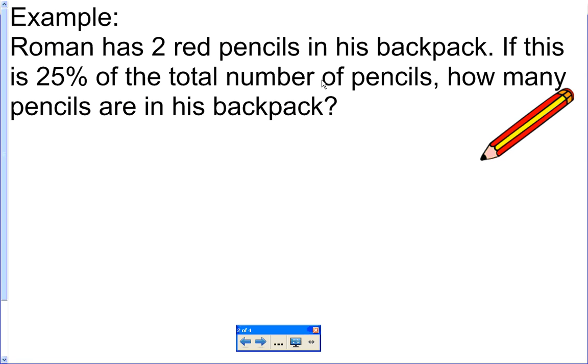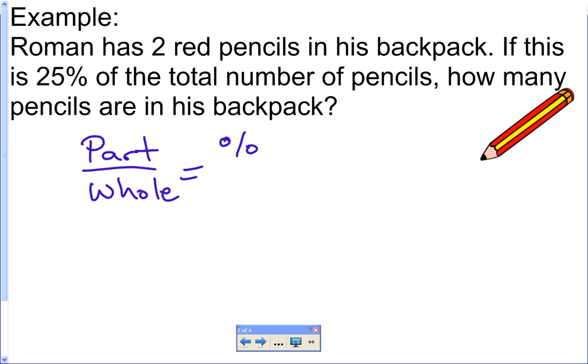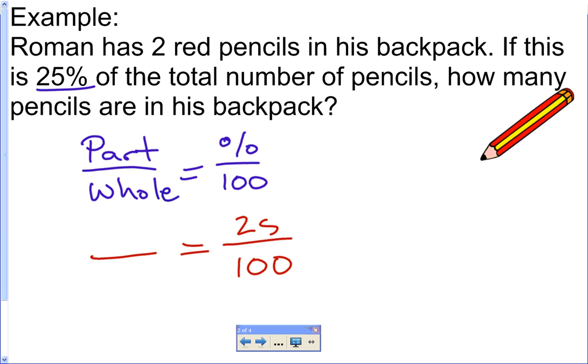Here's example number 1. It says Roman has 2 red pencils in his backpack. If this is 25% of the total number of pencils, how many pencils are in his backpack? So again, our strategy is part over whole equals percent over 100. The first part is get this out of the way, because we know that that's percent. So we know that that's going to go in the percent spot. So we can write the 25 in the percent spot.